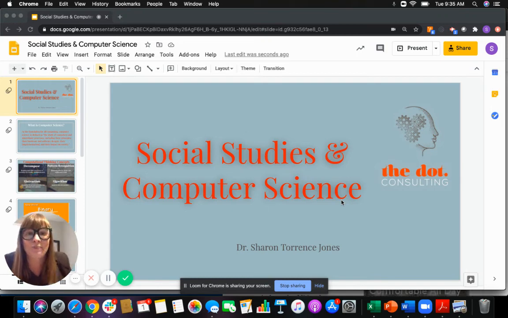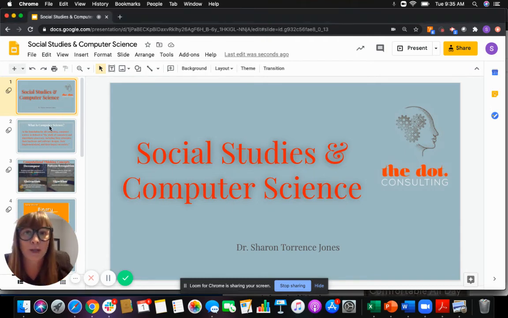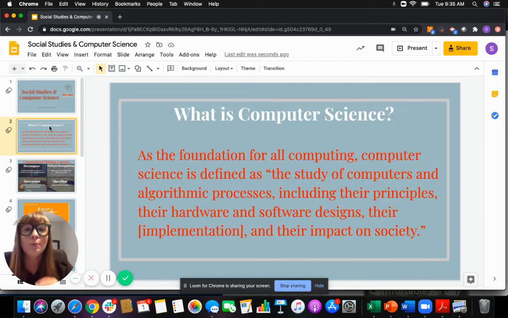we use today. Today, we're going to explore and talk about a concept called encryption, which has been used in our history for many years. But first, let's take a look at the definition of what is computer science. Computer science, at the foundation, is the study of computers, the algorithmic process that goes into processing computers, and talks about principles of their hardware and their software that help to impact our society.